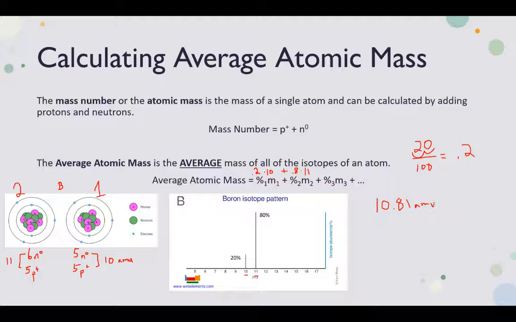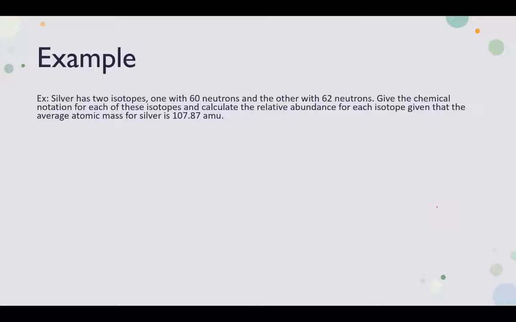for boron. So I'm going to do one more example, and this example is in your summer packet. Silver has 2 isotopes, one with 60 neutrons and the other with 62 neutrons. Okay, so again, we're talking about isotopes, so same number of protons, same element. They're both silver, but different masses. Give the chemical notation for each of these isotopes and calculate the relative abundance for each isotope, given that the average atomic mass for silver is 107.87 AMU.